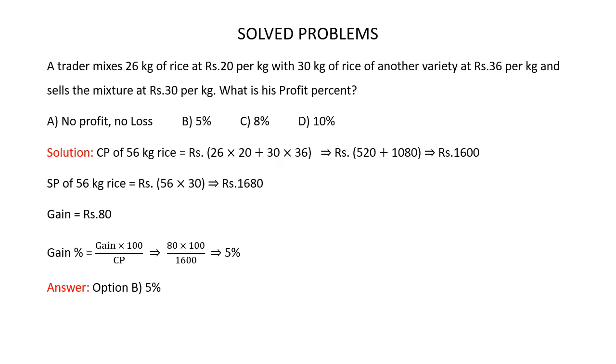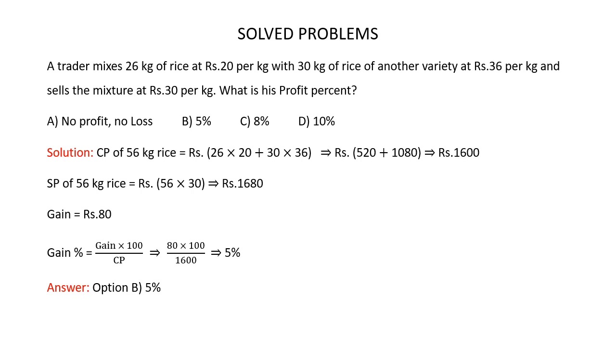So there are 26 kgs of rice of the first variety and 30 kgs of rice of the second variety. So totally it is 56 kg of rice. So cost price of 56 kg of rice is equal to rupees 26 multiplied by 20 plus 30 multiplied by 36, which is nothing but rupees 1600. So the cost price of 56 kg rice is rupees 1600.